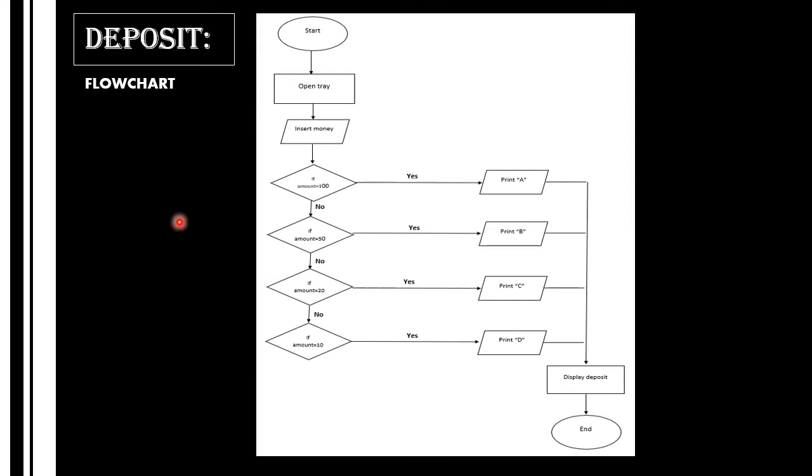Next, I will explain the flowchart for the money deposit program. First, we open the tray and insert the amount of money we want to deposit. The ATM will process the money by the bills. If we put the 100 ringgit bill, the ATM will print A. If we put the 50 ringgit bill, the ATM will print B. If we put the 20 ringgit bill, the ATM will print C. And if we put the 10 ringgit bill, the ATM will print D. The total amount will be counted and the total deposit will be displayed on the screen. Then we end the program.